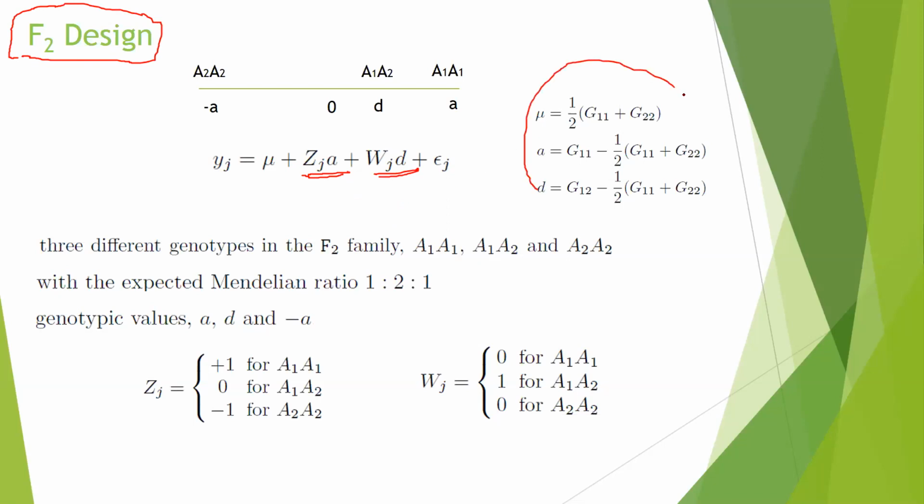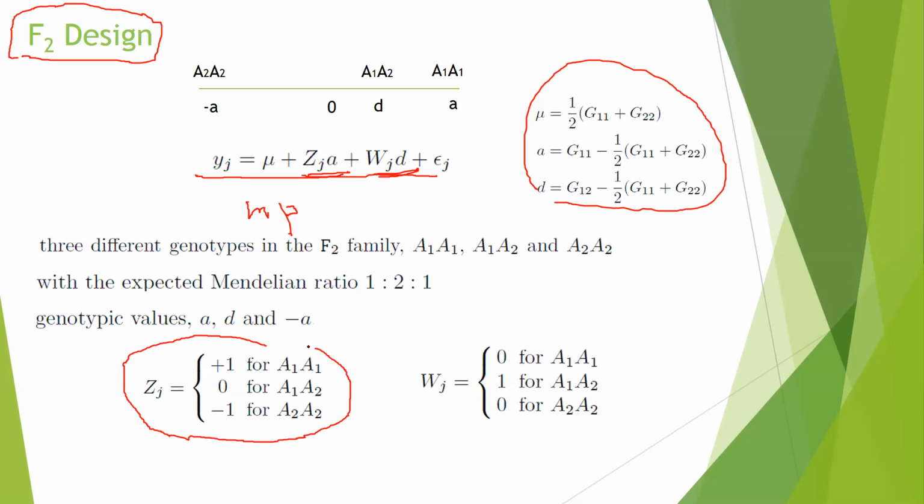The same setting here. And now we use this regression model. This is called multiple regression analysis. And we use the same way to define the Z variable, right? The random variable Z is used for additive effects, and the random variable W is used for the dominant effect.